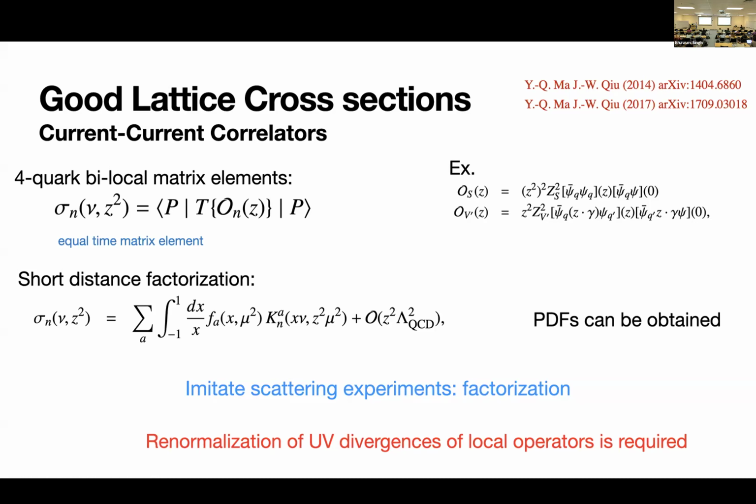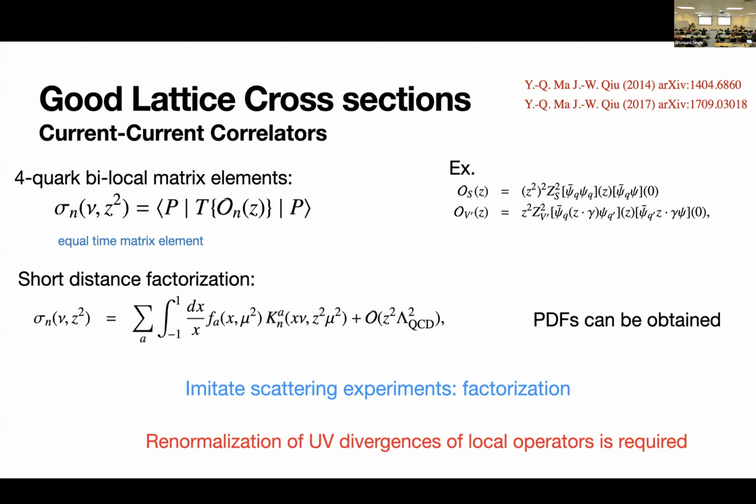Zhang Wei and collaborators figured out that one can do this computation on the lattice and then factorize it into a PDF and some known perturbative kernel. And that's why they call it the good lattice cross-sections, because this is exactly like a cross-section that you measure experimentally, where you have the PDF factorized out of the perturbative part of this diagram.